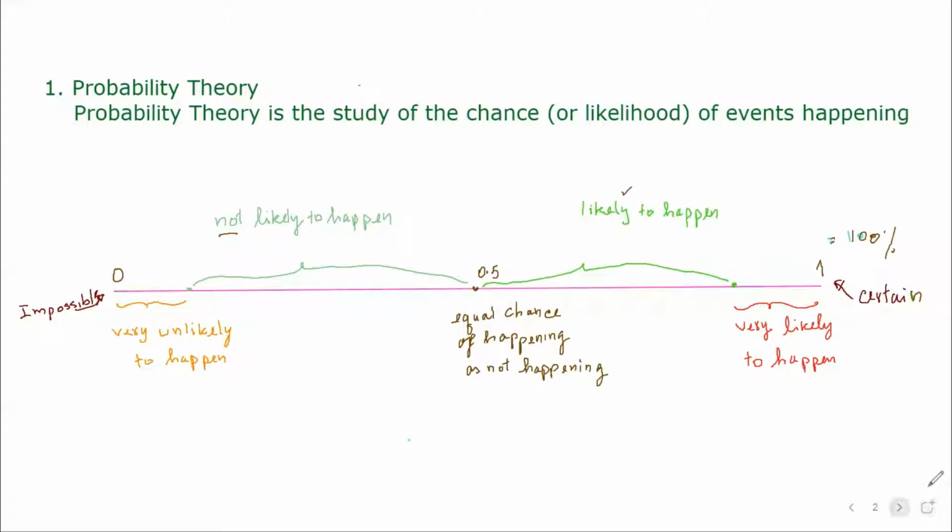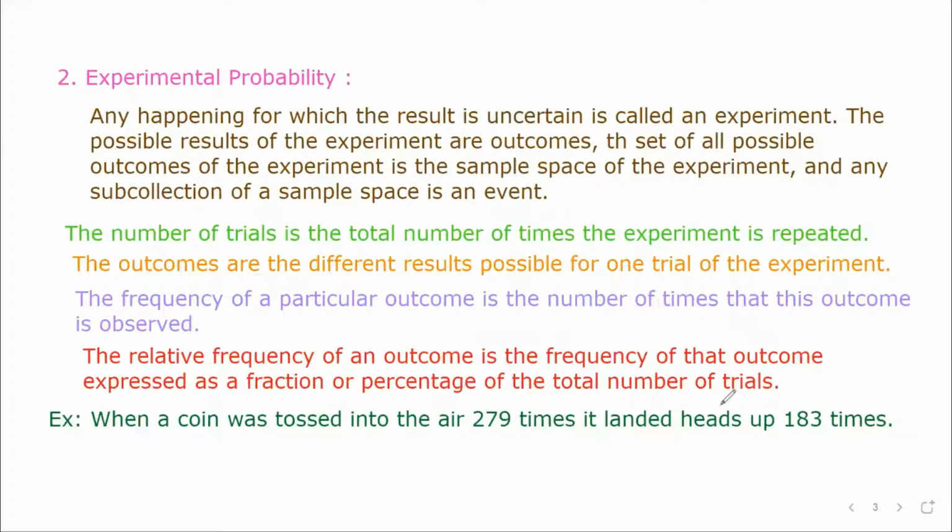Okay, so now see the next one. This is about the idea of probability theory. So we go to the next one. The second one, experimental probability. Let's look at the meaning of experimental probability. Any happening for which the result is uncertain is called an experiment.